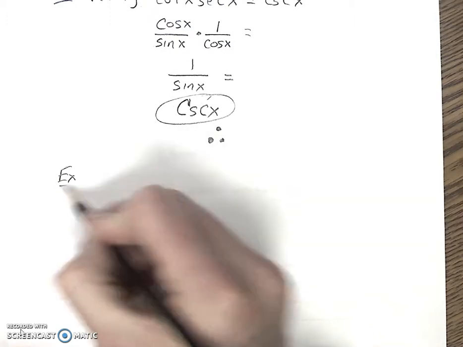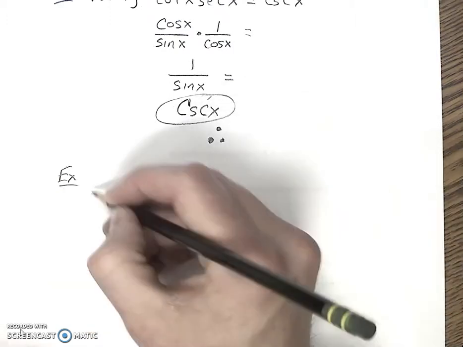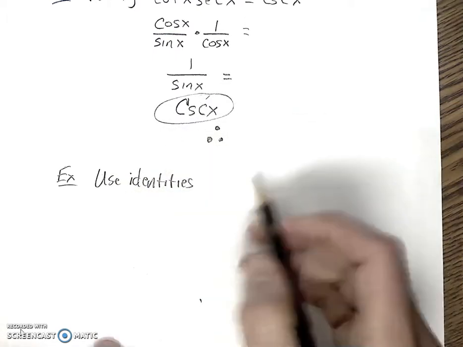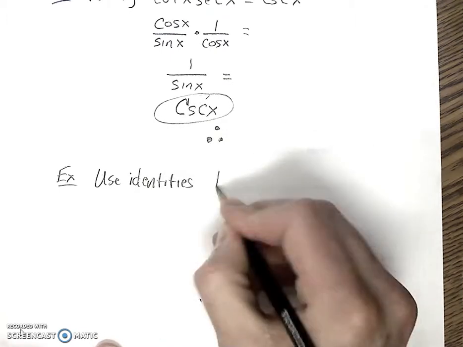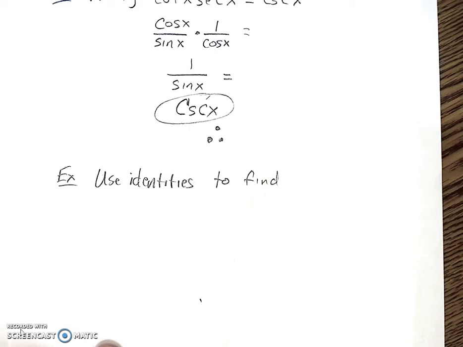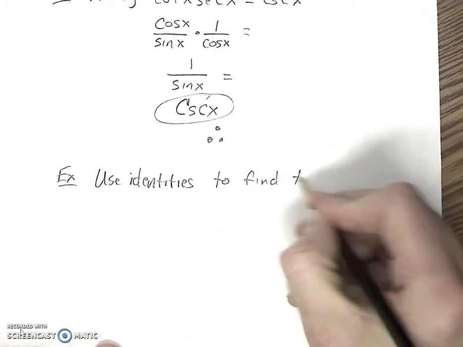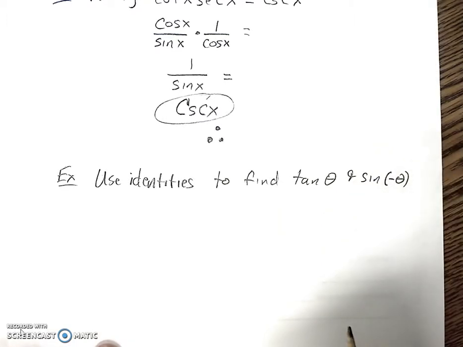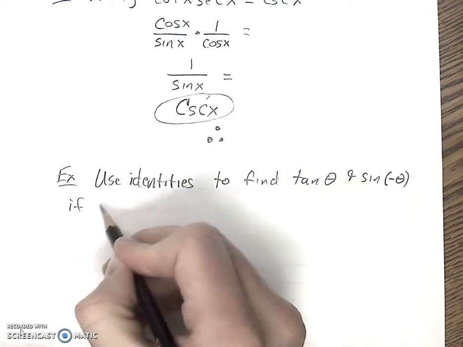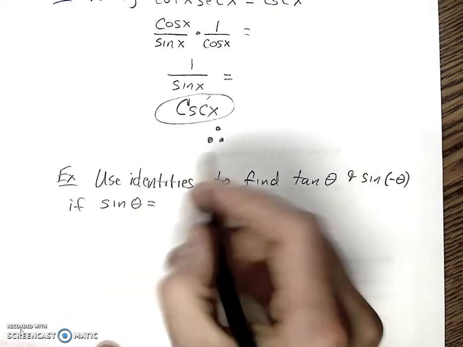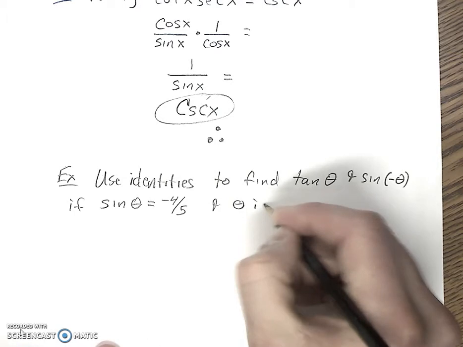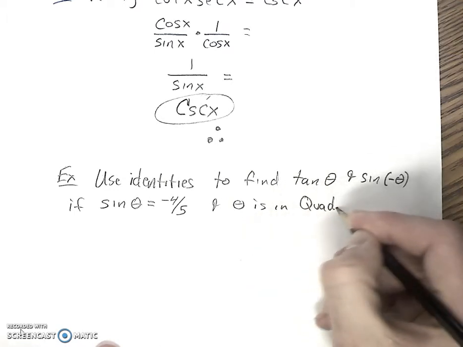Last thing we want to do is look at an example, and this is the type of thing that we've done a lot of, using identities to find the tangent of theta and the sine of negative theta if sine theta equals negative 4 over 5 and theta is in quadrant 4.